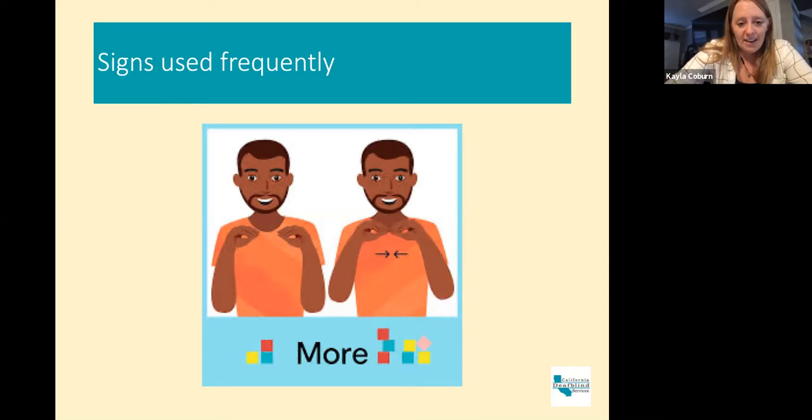But this is the sign for more. I feel like this sign gets used very frequently in the classroom because it's very easy to start implementing. If a child is doing something they want to do, like swinging or playing with a ball or with a light or some sensory items, and you want them to start signing more, you take away that positive reinforcement and you start prompting them to say more.